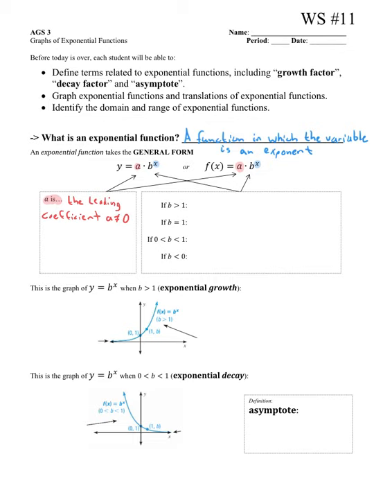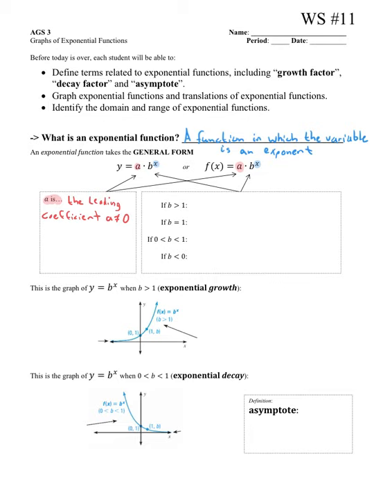Does not equal 0? I'm sorry? It does not equal 0? a cannot equal 0, because if a equals 0, you're just going to get 0 times something, and anything times 0 is just going to be 0. So we never want a to be a value of 0. It can be negative numbers, it can be positive numbers, but it can't be 0.